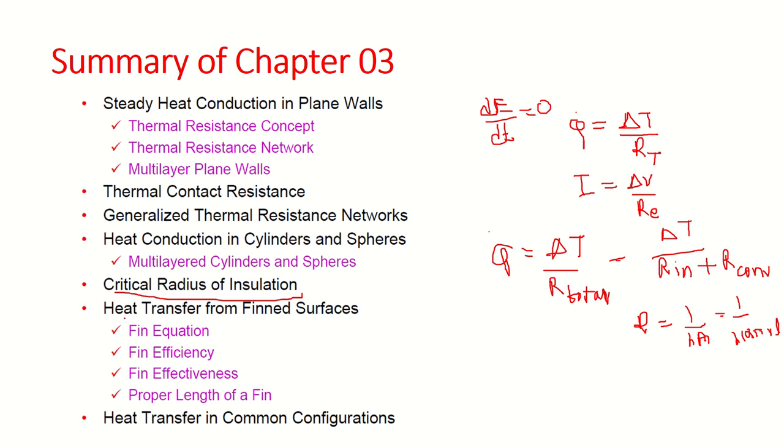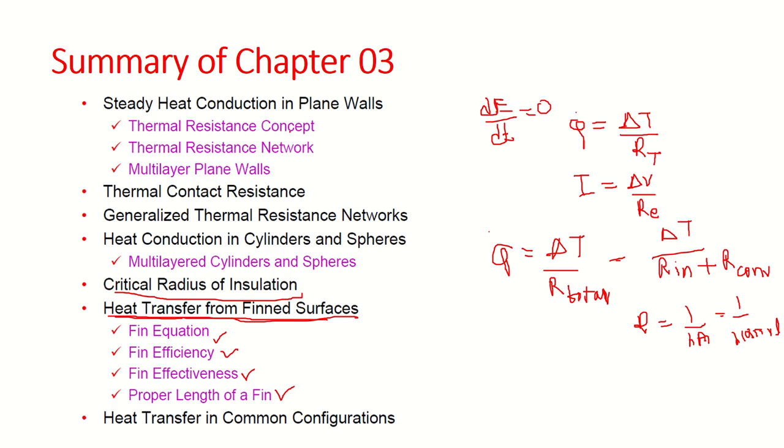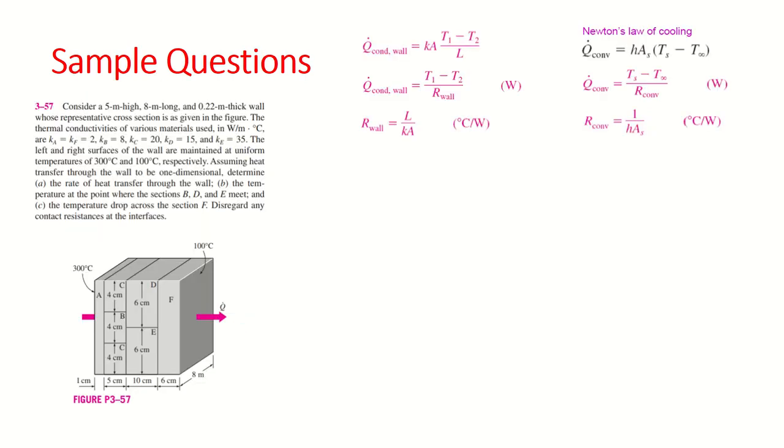Then you also have seen something very important in this chapter, which is fin surface. You have seen the fin equation, what is fin efficiency, fin effectiveness, proper length of the fin, and finally heat transfer in common configurations. Now as part of this tutorial, I have taken two important questions. One belongs to the resistance part, how you develop the thermal resistance network, and the second one belongs to the fin part, which is related to fin surface.